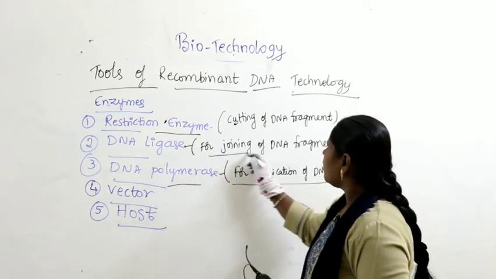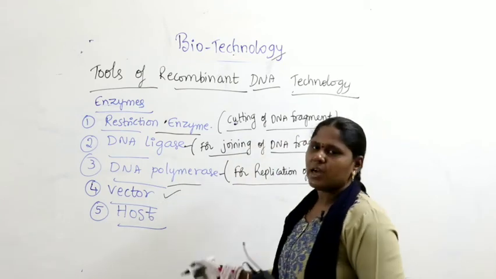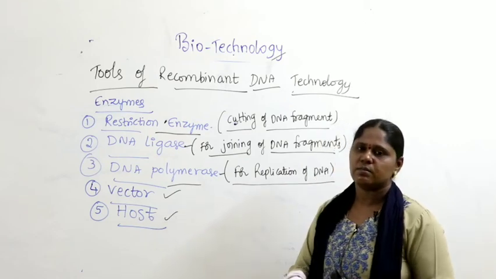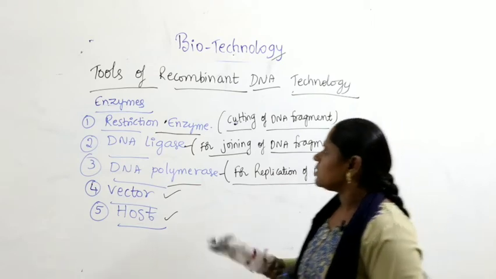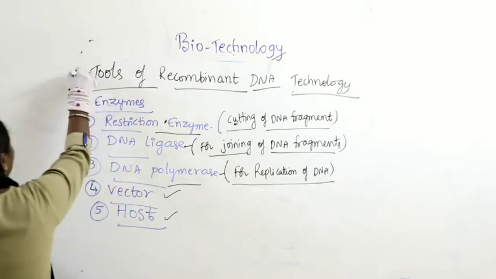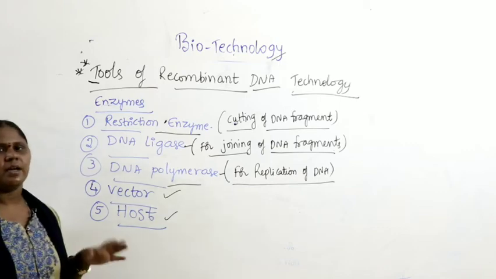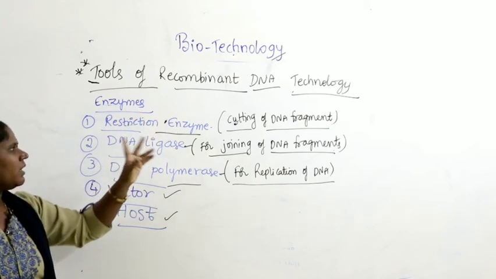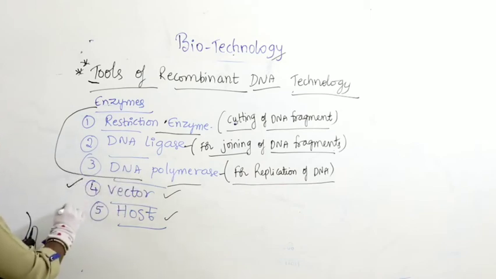Right, DNA ligase is for joining DNA fragments, restriction enzyme is for cutting the DNA fragment, we need a vector to carry the fragment of DNA, and finally we need to introduce it into the host organism to multiply and produce the new genetic characters in progeny cells. So, the tools of recombinant DNA technology, meaning the important requirements, are first enzymes: restriction enzyme, DNA ligase, and DNA polymerase. These three are enzymes. Along with that, a vector and a host are also needed. Let us discuss the first one.